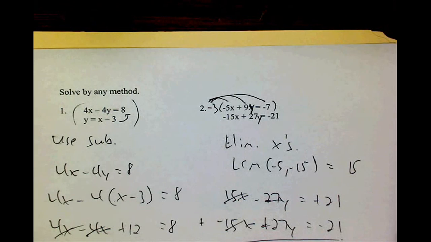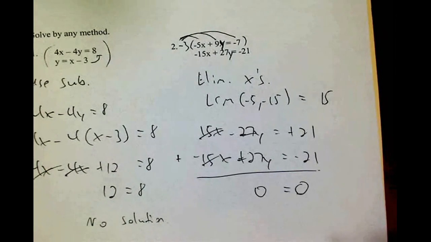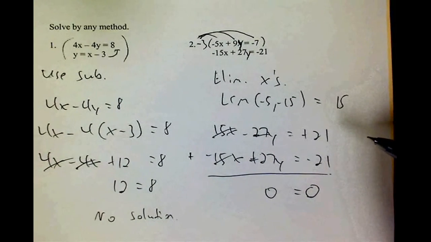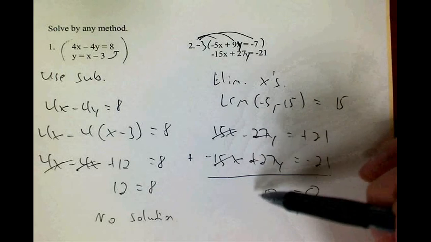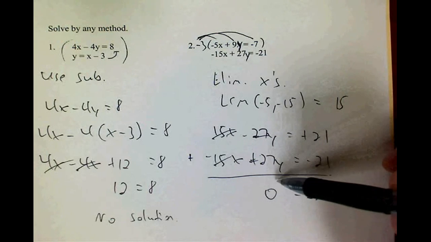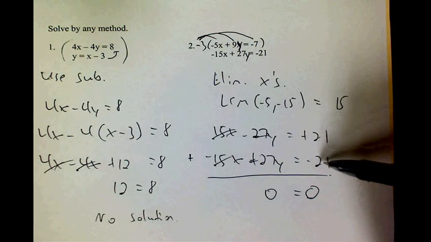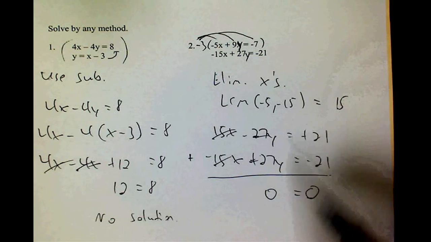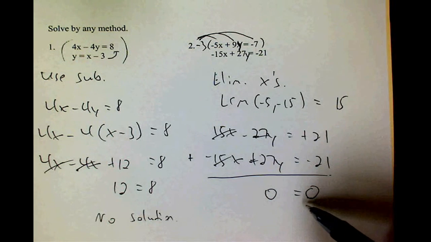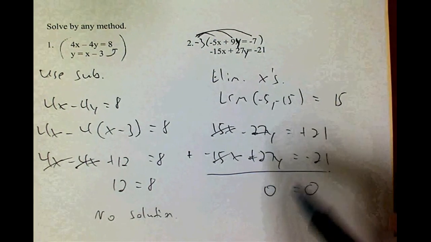Once again, you may not be able to see that. When you add these together, you get a 0, which means you get nothing but a 0. When does 0 equal 0? Always. This has an infinite number of solutions then.